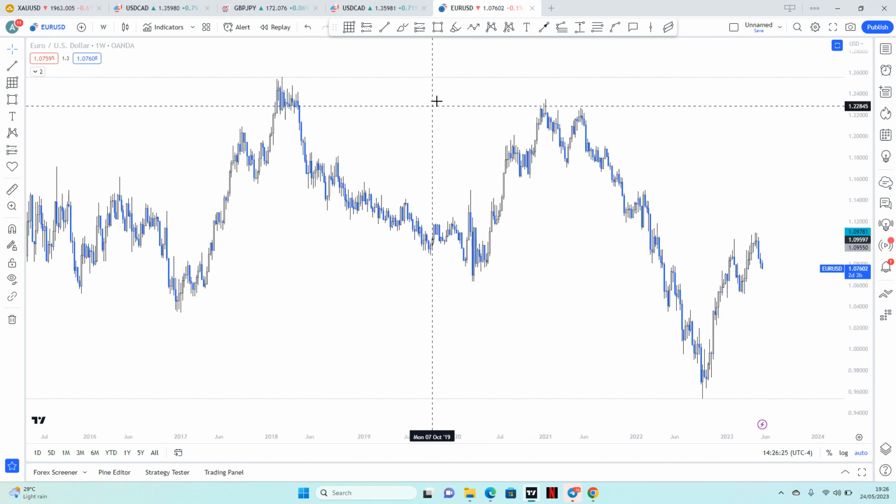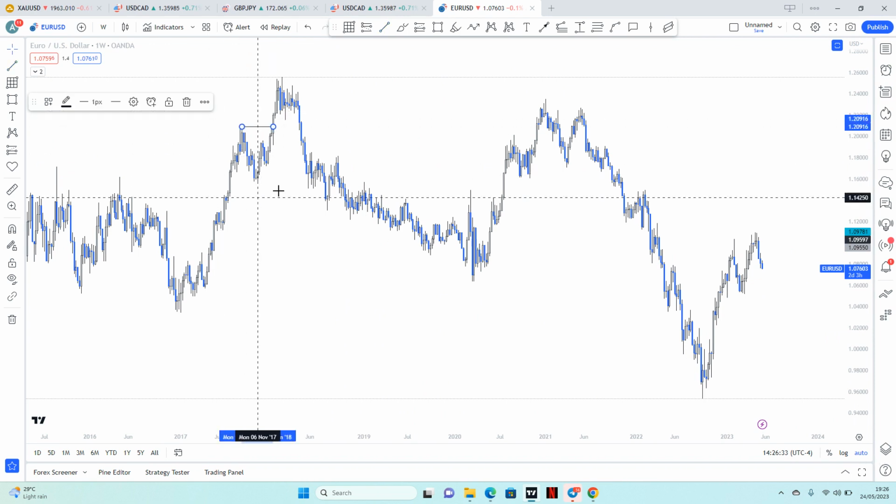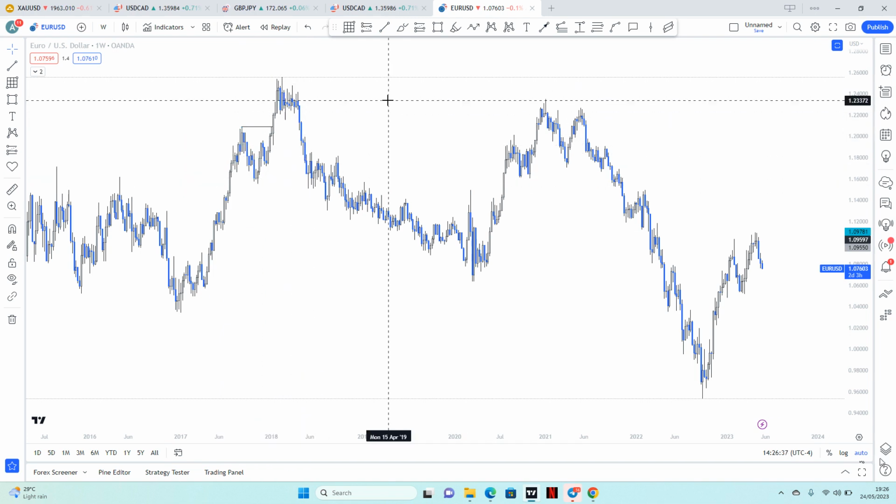If you check right here, we have this liquidity. This is EURUSD on the weekly time frame. We have this liquidity that price grabbed before a shift in market structure.